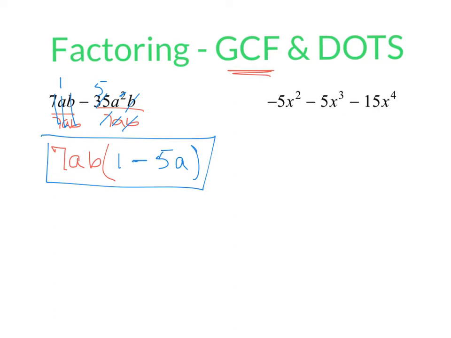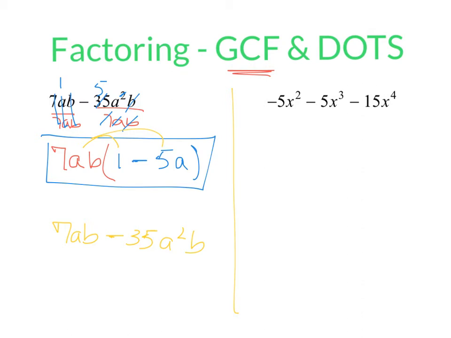Now again, if you wanted to check yourself, you can just redistribute this in. If I do that, I get 7AB minus 7 times 5 is 35, and A times A is A squared, and B. Okay, so the next one is the same deal.